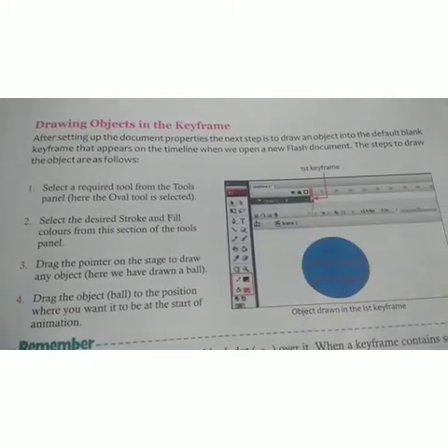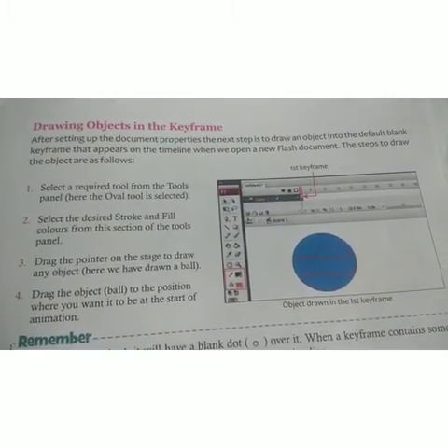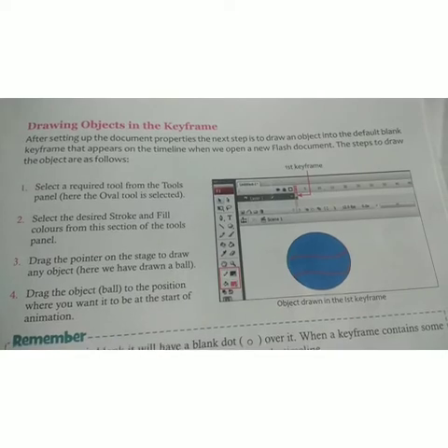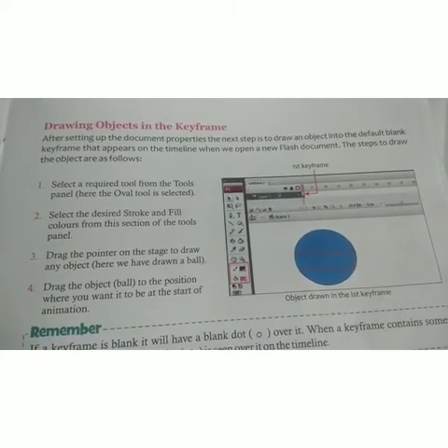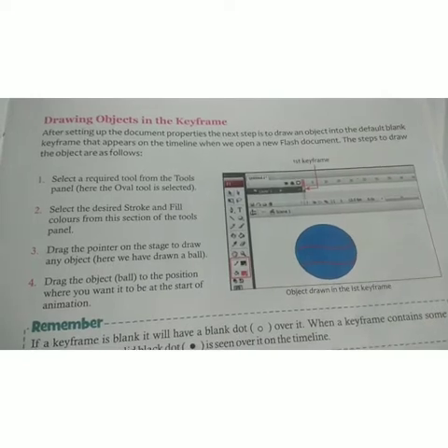Now, next topic: drawing objects in the keyframe. After setting up the document properties, the next step is to draw an object into the default blank keyframe that appears on the timeline when we open a new Flash document. The steps to draw the objects are as follows.